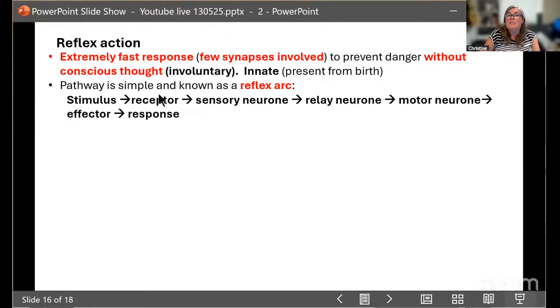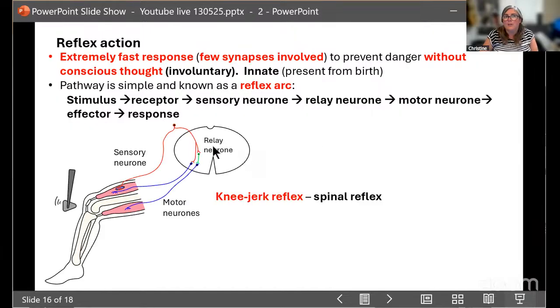So the pathway is really simple, and we call that your reflex arc. So stimulus, receptor, sensory, relay, motor, effector, response. So as I had that before, that's a very simple one. Whereas if we're talking about any of the others, then we need to put in a whole load of relay neurons in between. So if we look here at the knee jerk reflex, then it's a spinal reflex.